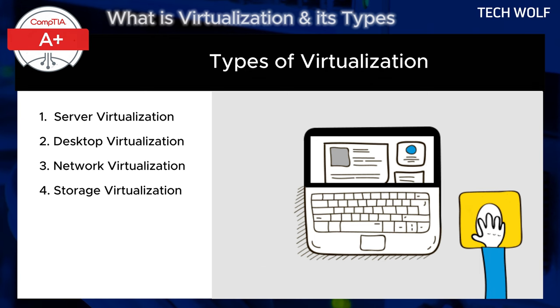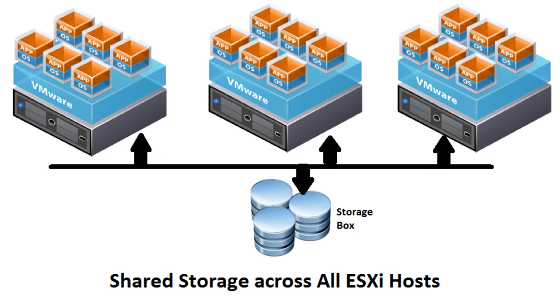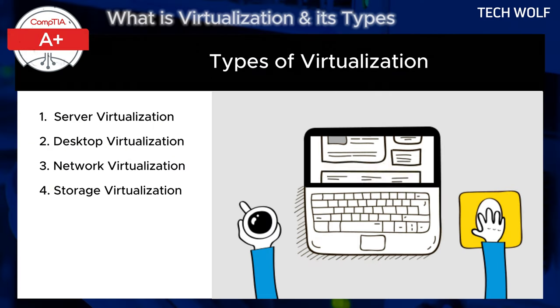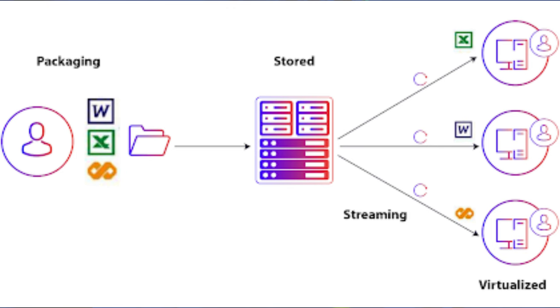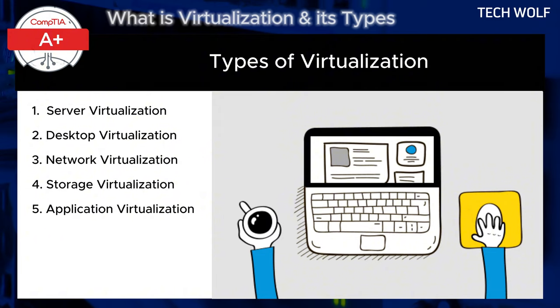And storage virtualization. Storage virtualization combines multiple physical storage devices into a single logical storage unit, making storage management easier and often improving redundancy and performance. Application virtualization. With application virtualization, applications are separated from the underlying operating system and can run in isolated environments. This allows users to run applications that might otherwise be incompatible with the host operating system without conflicts.